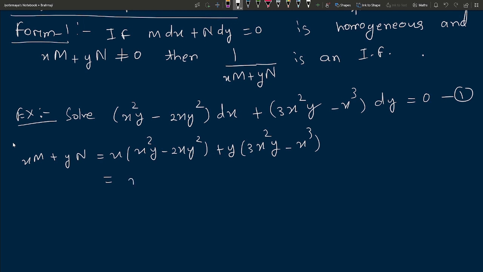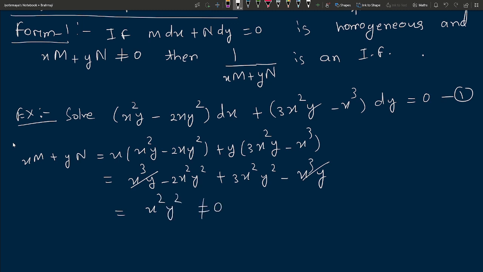So now x into x square, this is x cube y, minus 2x square y square, plus 3x square y into y, that is 3x square y square, minus x cube y. So here plus x cube y minus x cube y cancelled. I have minus 2x square y square plus 3x square y square, that is x square y square. So yes, x square y square, this is non-zero.